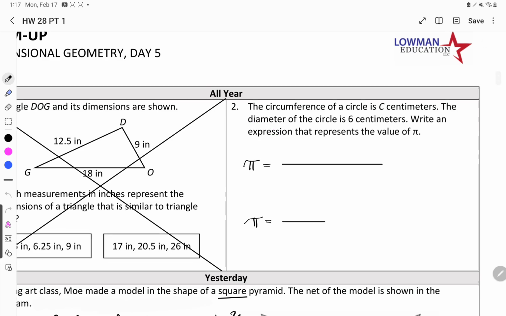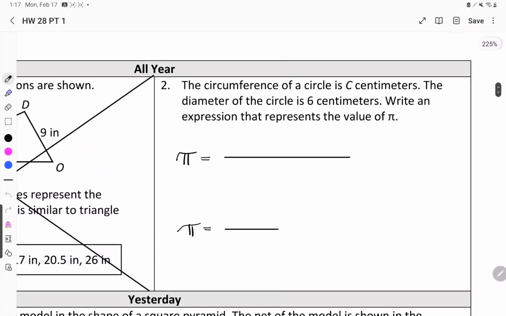All right, so we're going to start with question number 2, since question number 1 is X'd out. The circumference of a circle is c centimeters. The diameter is 6 centimeters. Write an expression that best represents the value of pi. Okay, this last little phrase right here at the end is really weird.